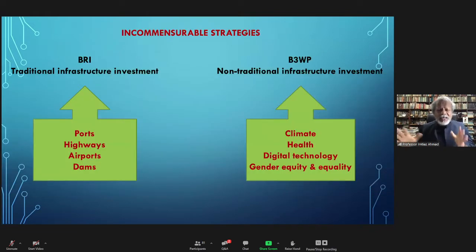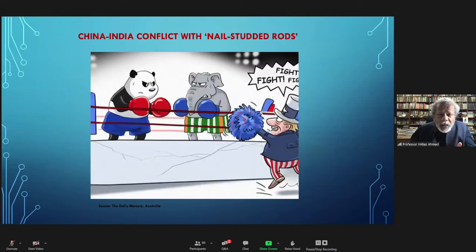Now, for us, for Bangladesh, we look at these as incommensurable strategies, because BRI focuses on traditional infrastructure, whereas the Build Back Better partnership focuses on non-traditional infrastructure. So, somehow I think for Bangladesh, we could be in both. We are not looking at it as an either-or kind of situation.